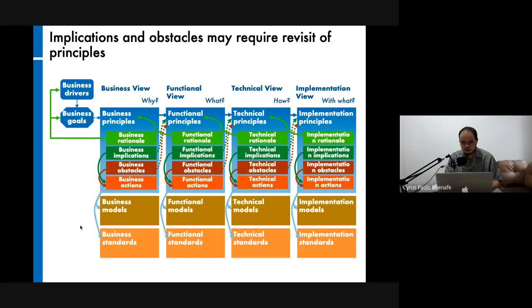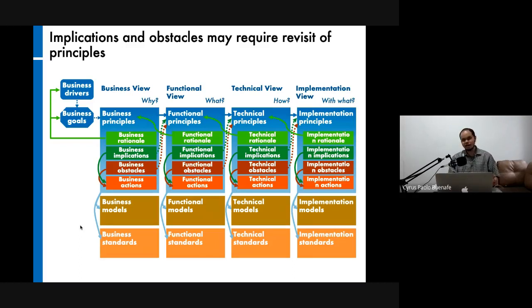Now, implications and obstacles may require the revisit of principles. So as you're doing it, and this is what makes it exciting, I suppose. But yeah, there's going to be effort. But what really makes it exciting is that it's never a one-shot deal, right? It's not as if I write down my principles and then that's it.